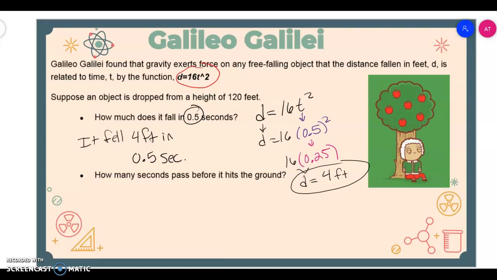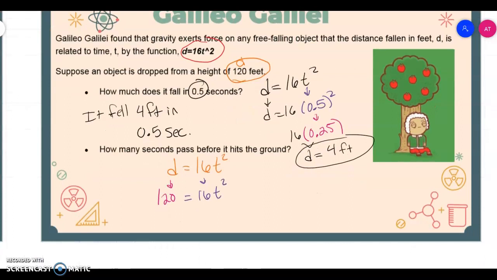We are given that this object is dropped from 120 feet, so I know that this is actually my d. So I have d equals 16t squared, and I'm going to figure out how many seconds passed. I'll take that 120 and put it in for my distance. The first thing I need to do is take 120 and divide it by 16, to get rid of the 16 first. Go ahead and plug that in your calculator.